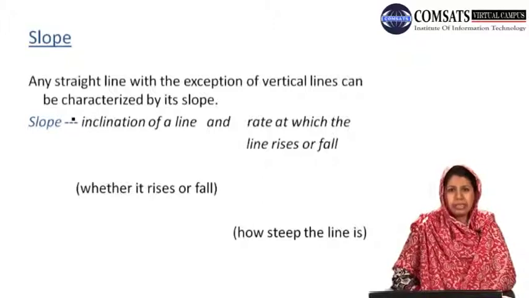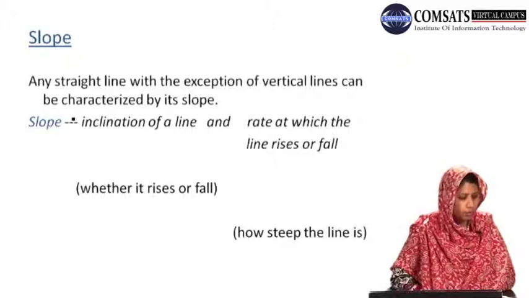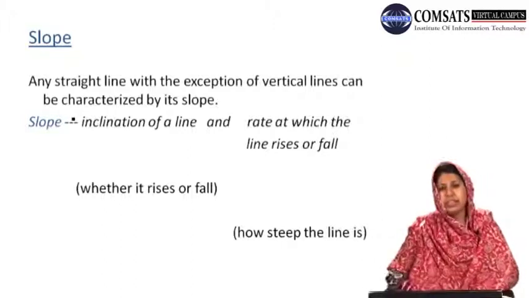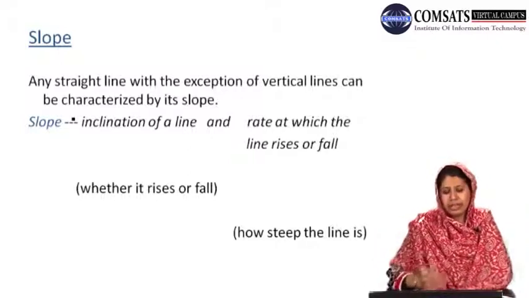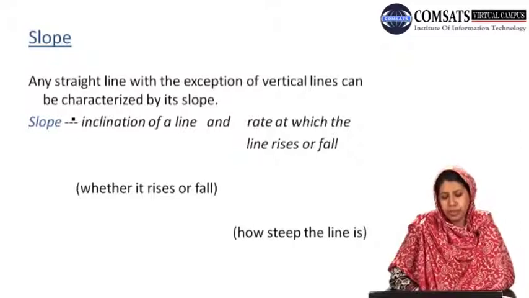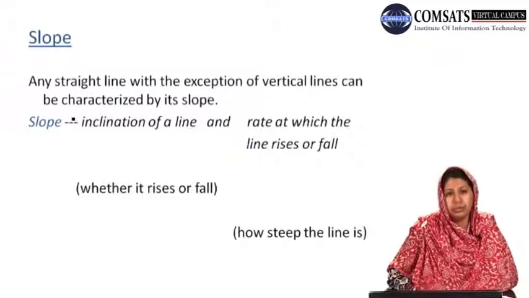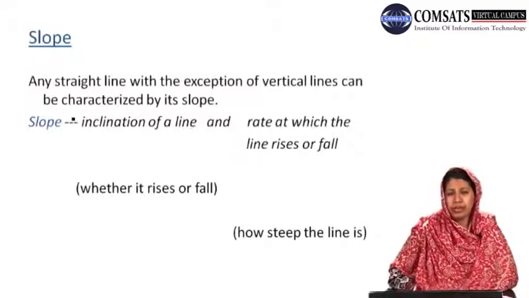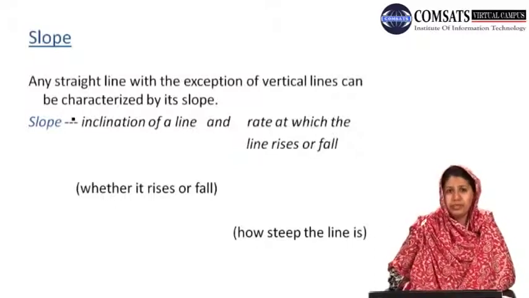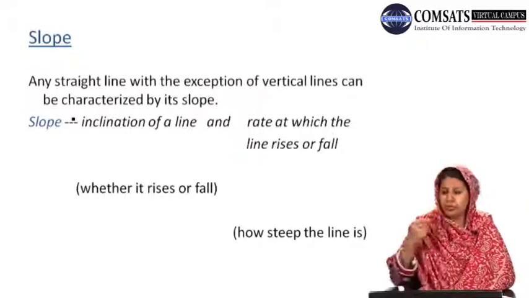What do we mean by the inclination of a line? That is, does the line rise or fall? It sounds strange that a line rises or falls, but the rise or fall of a line will tell us the inclination of a line. The second thing which slope gives us is the rate at which the line rises or falls. So first we have to understand what we mean by the rise and fall of a line, and what the rate is. Once we know the rise and fall, then we have to find the rate at which the line rises or falls.